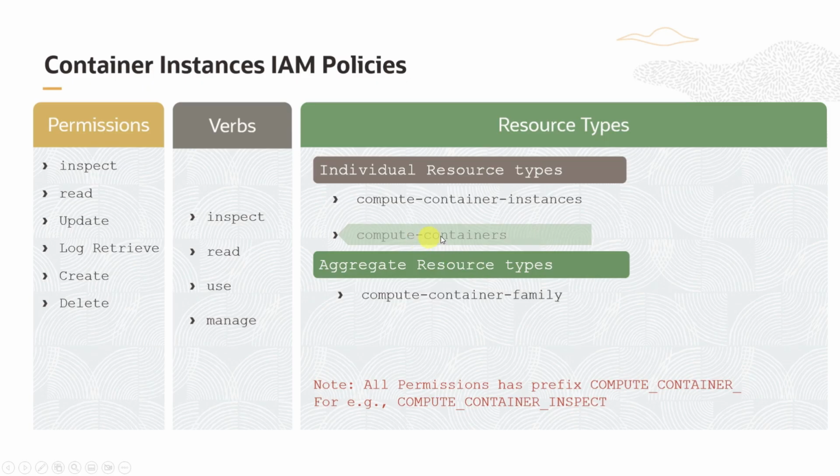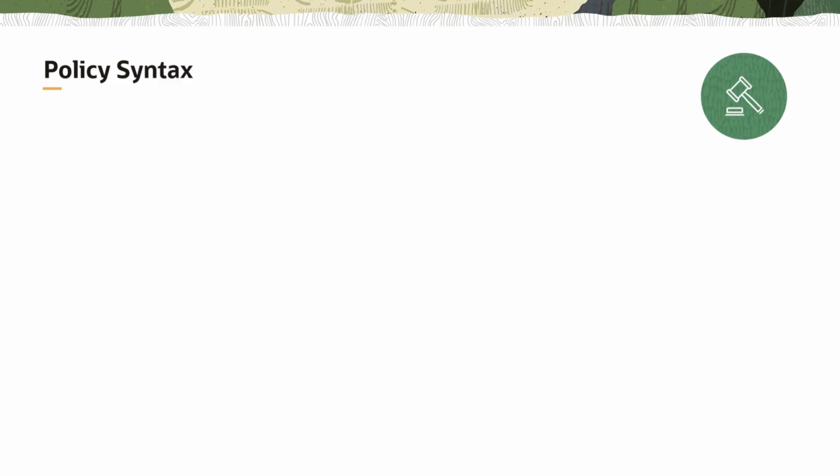Talking about the compute container individual resource type, as you can see, the permissions are different as compared to the ones we saw in the previous slide. You get inspect, read, update, log retrieve, create and delete permissions based on different levels of access such as inspect, read, use and manage. Also make a note, all the permissions here have the prefix compute_container, and for example, the inspect permission will be defined as compute_container_inspect. Understanding the policy syntax is essential for effectively managing access to container instances.